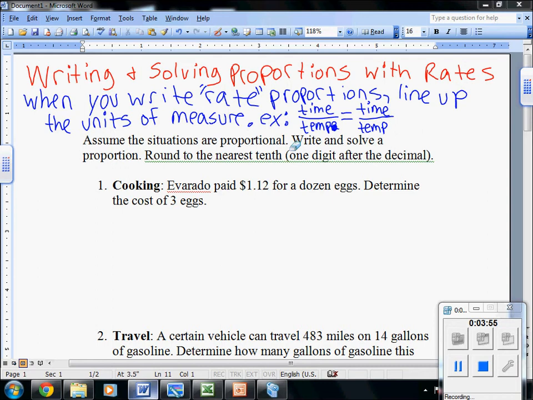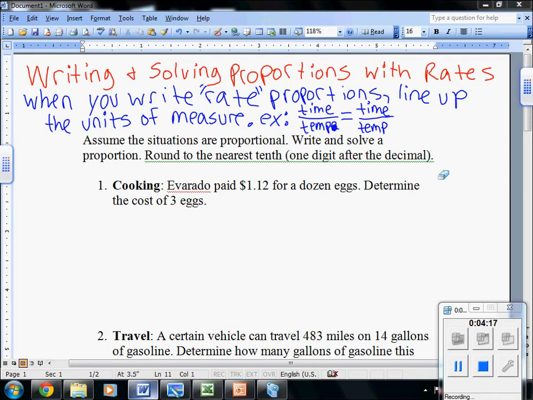As long as you're consistent, that's the key. So let's use that to help us with number one, okay? Now for all these questions, let's assume the situations are proportional, write and solve a proportion, and if necessary, round to the nearest tenth, which by the way, hint, that's 1 digit after the decimal.